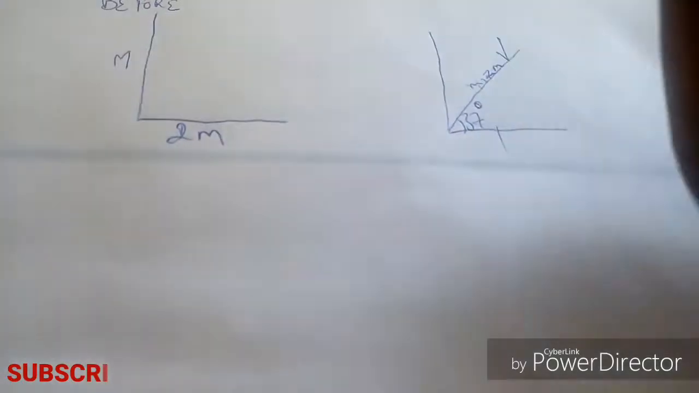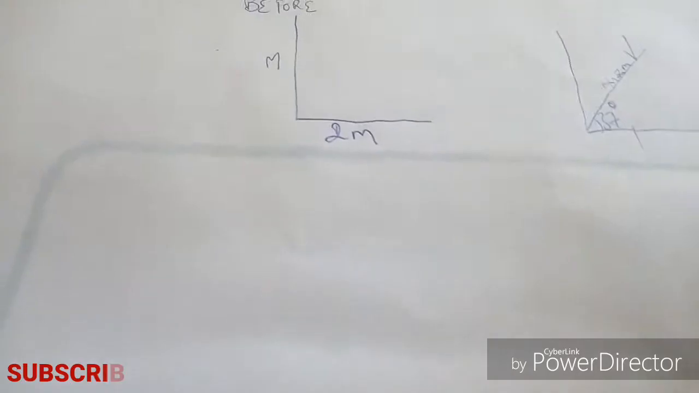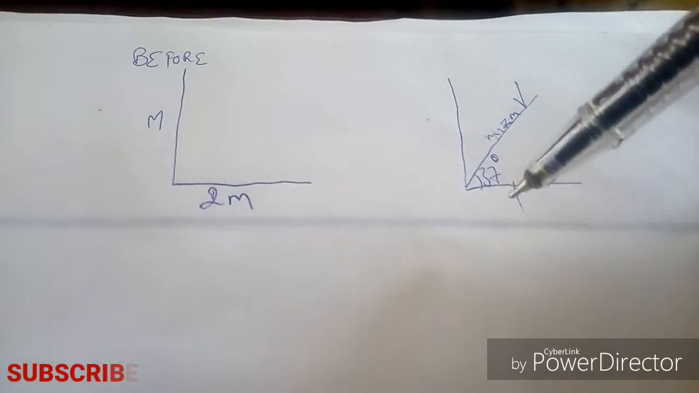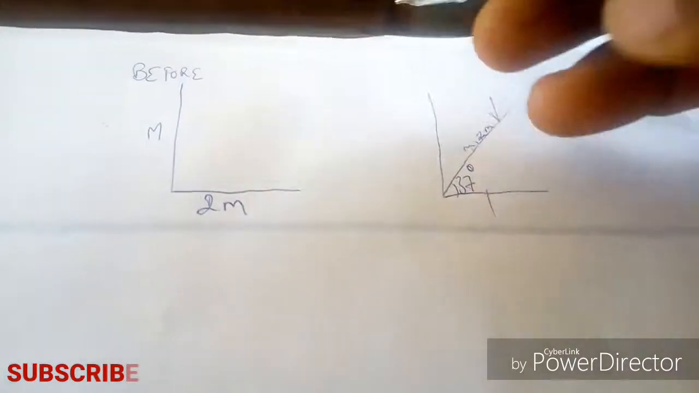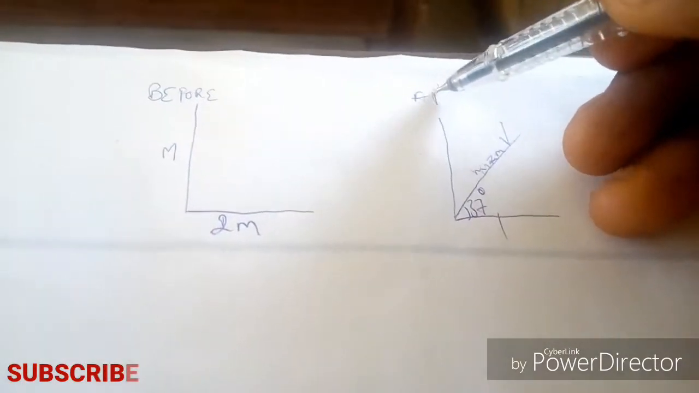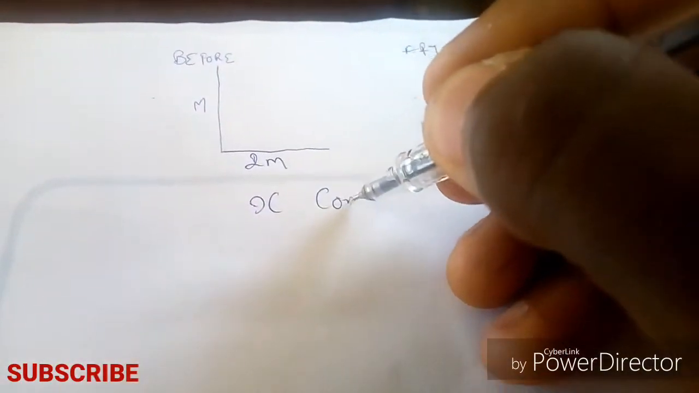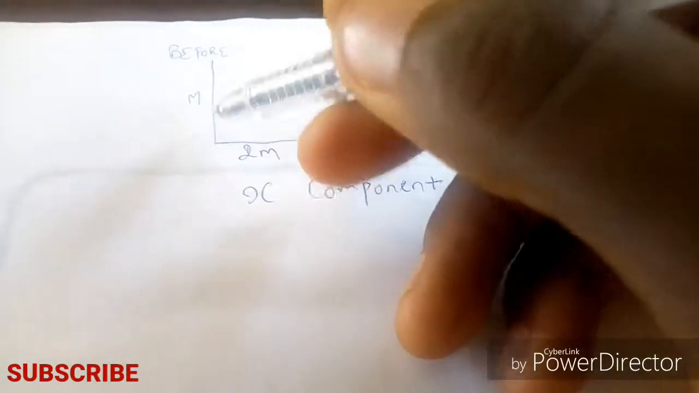So let's resolve these in the x component, because when we're talking about 2D collisions, we have to resolve into the x component and y component. The x component is the horizontal component, and the y component is the vertical. This is before, this is after. So let's take the x component. This is not part of the x component, this is only what we have.